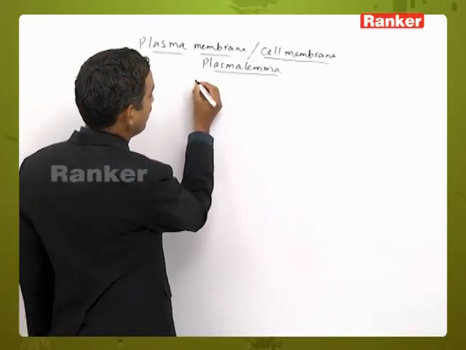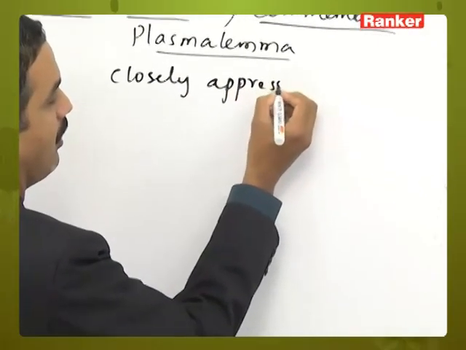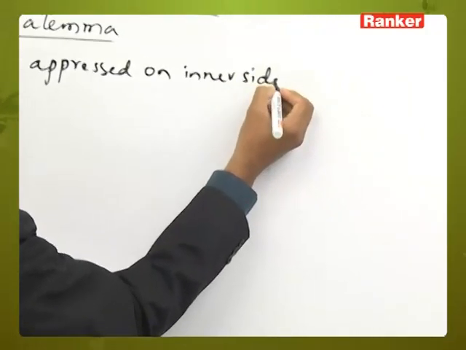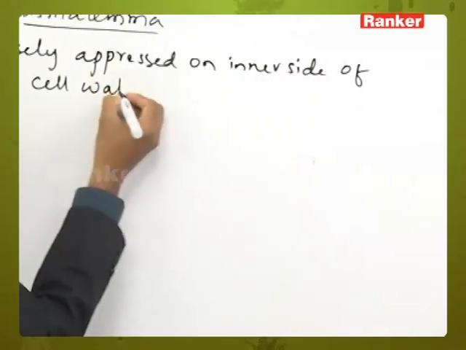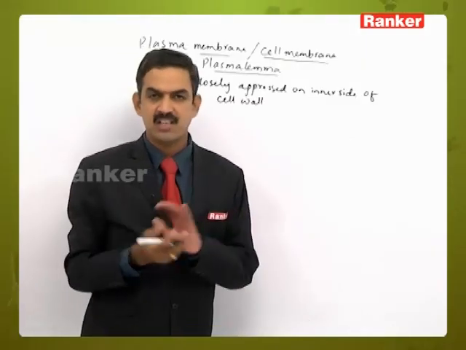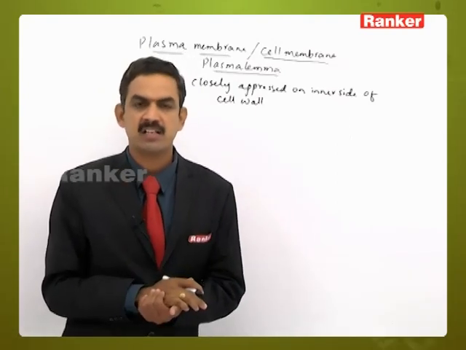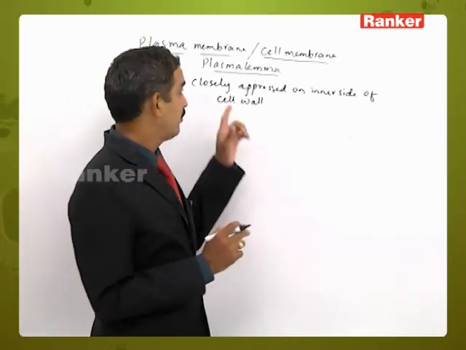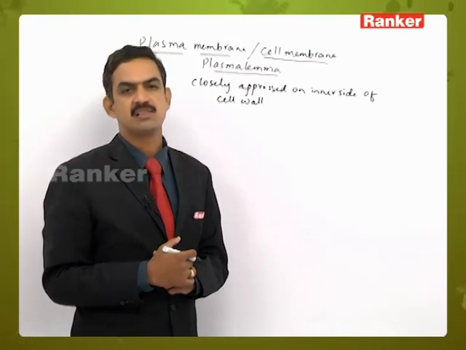So here it is closely appressed on the inner side of the cell wall. Actually, if a cell is in turgid condition, turgid meaning the volume of the cell is reaching the maximum level, in such cells we can't observe the presence of plasma membrane because it is closely attached to the inner side of the cell wall.